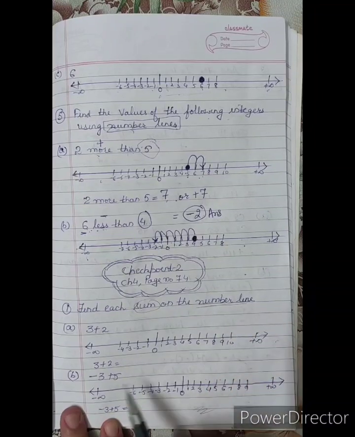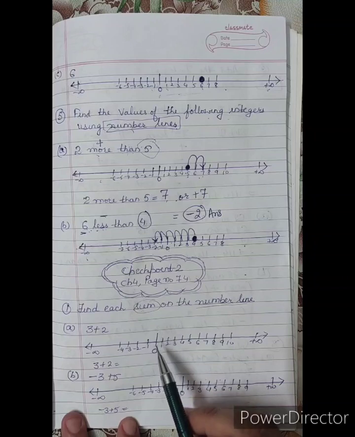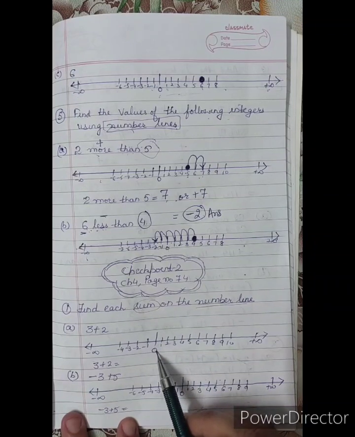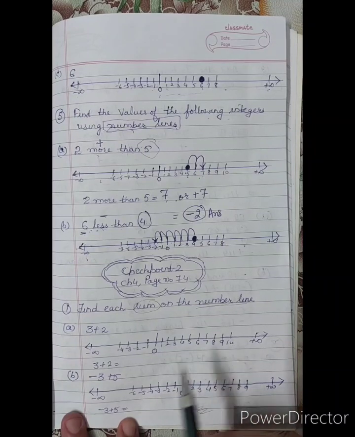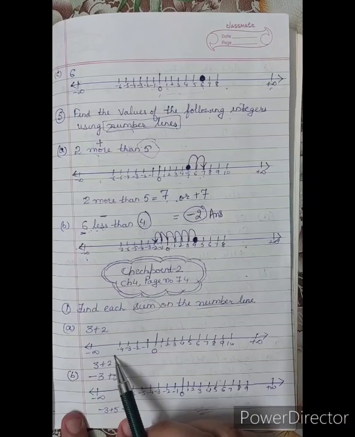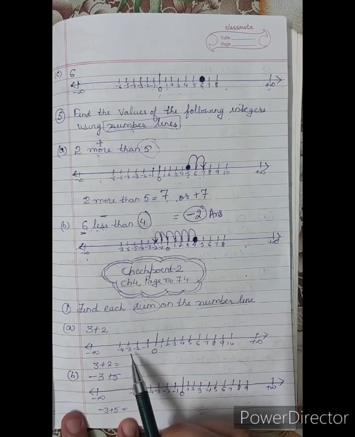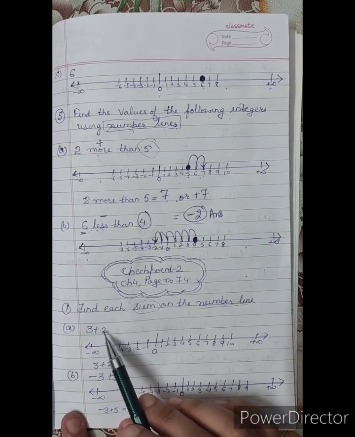So the first step is that you will draw a number line. As you know, on the number line in the center 0 is lying, and towards the right side of 0 positive integers are lying, and towards the left side of 0 negative integers are lying. So we have to solve this sum, 3 plus 2.